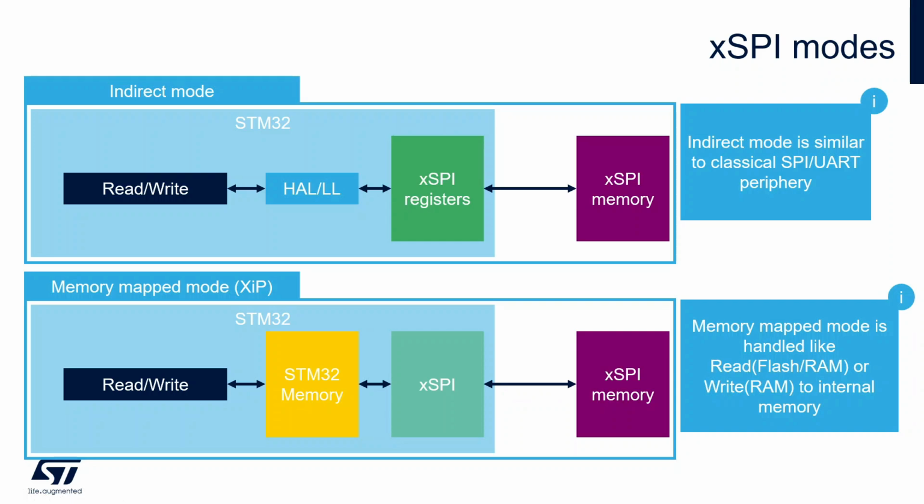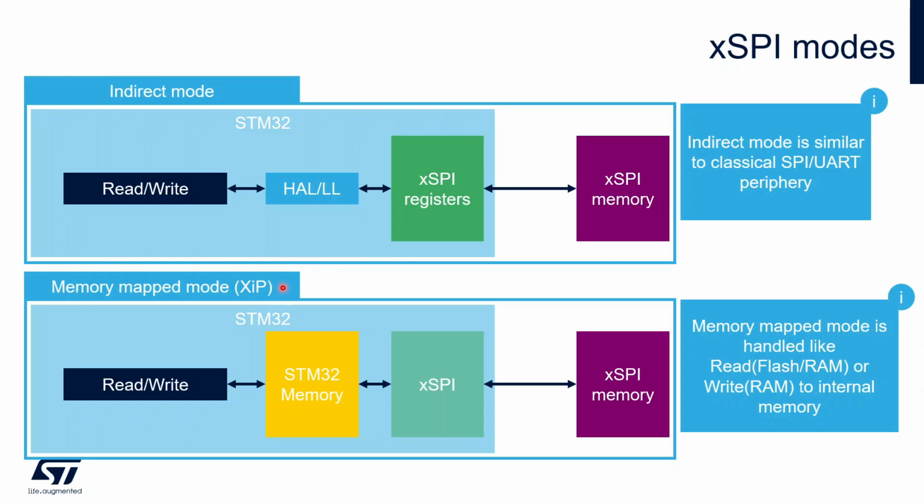Now, how are the commands sent? It's possible to use two options. One is, we can say, manual, and the second one is automatic. The first is called the indirect mode, which is the state of the XSPI after the reset. You use the HAL functions to trigger the transmit or the receive of the data, and the sending and reception of the commands. So here the user is always in control.